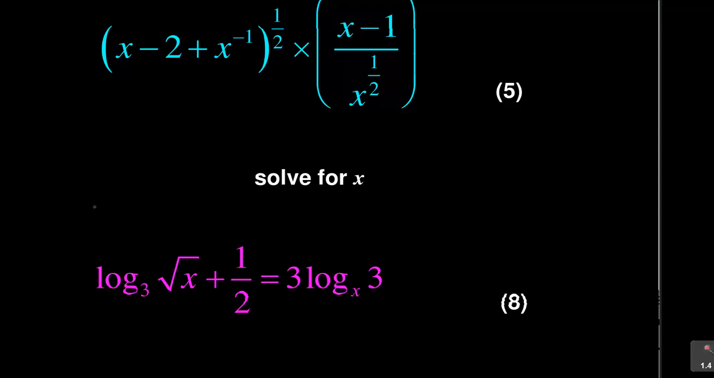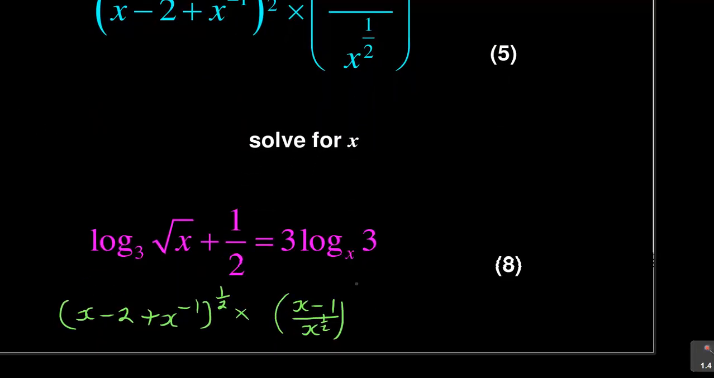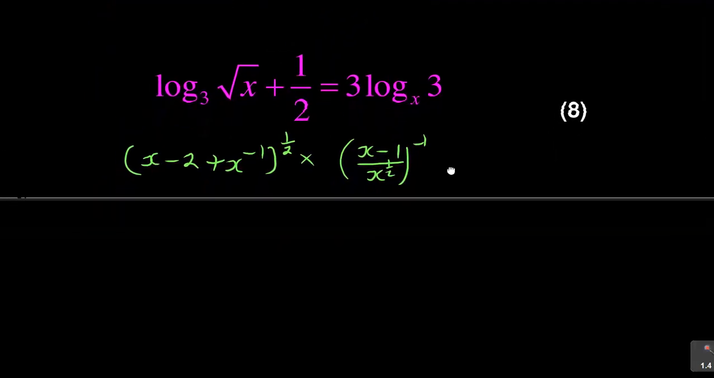If I can just copy it down here again, it says: in brackets, x minus 2 plus x to the power negative 1, all raised to the power half, times, in brackets, x minus 1 over x to the power half, and then this is raised to the power negative 1. Let me just check it again. Alright, so this is 5 marks. How do I approach this question?